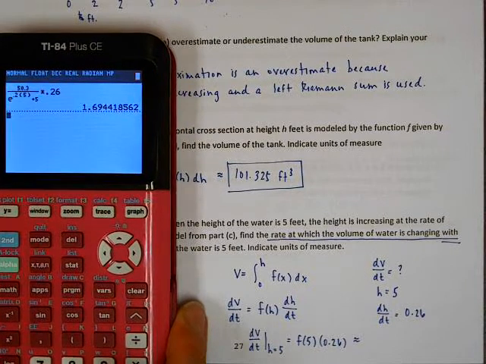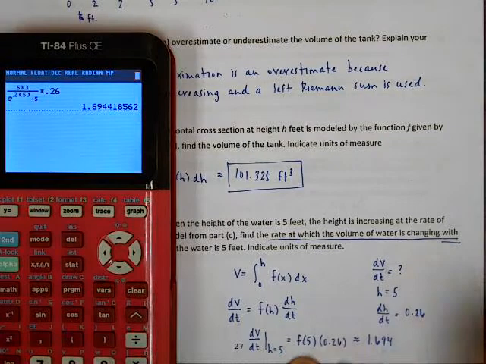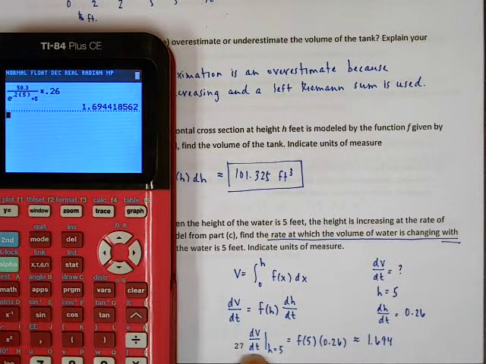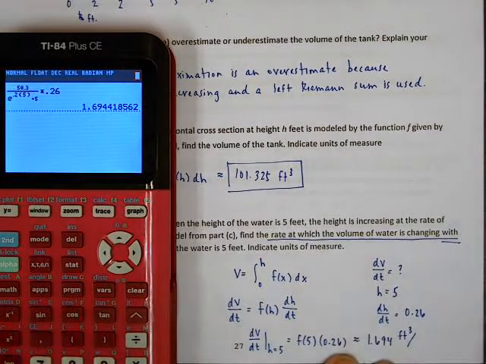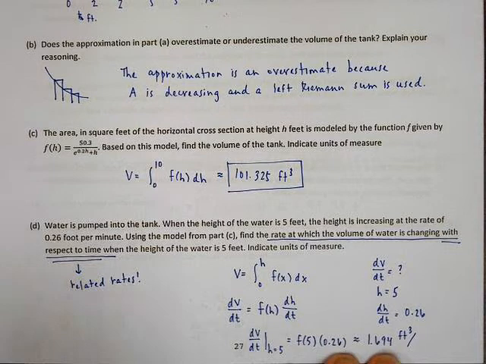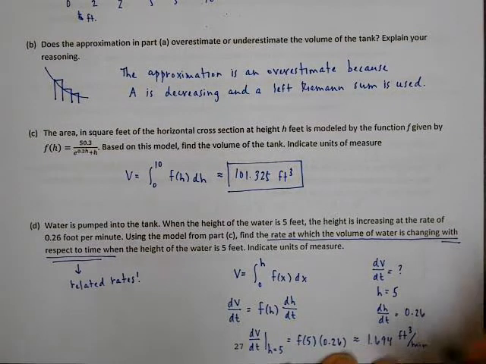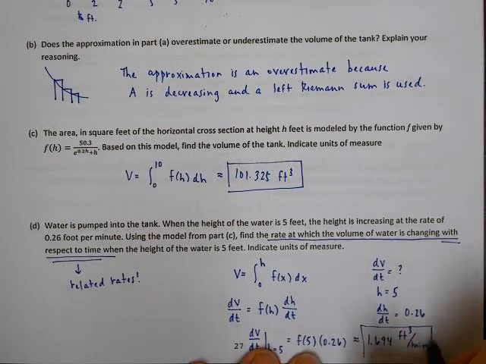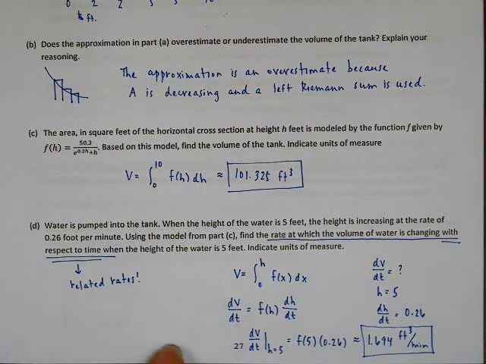So there's how I entered it, and my answer is going to be 1.694. Now, we're talking about the rate at which the volume is changing. So that's going to be cubic feet per, and our time is in minutes here, cubic feet per minute. So you can see how even though this started off as a volume problem, right, they pulled in some related rates here.